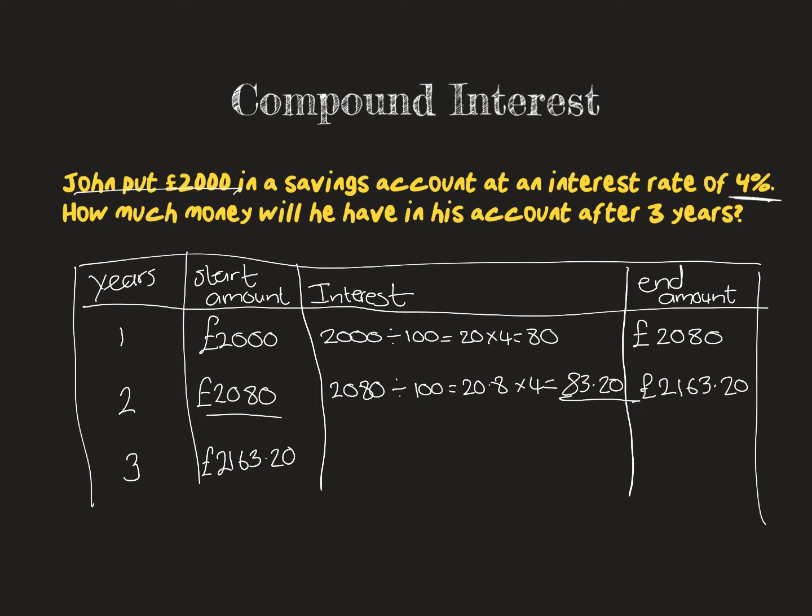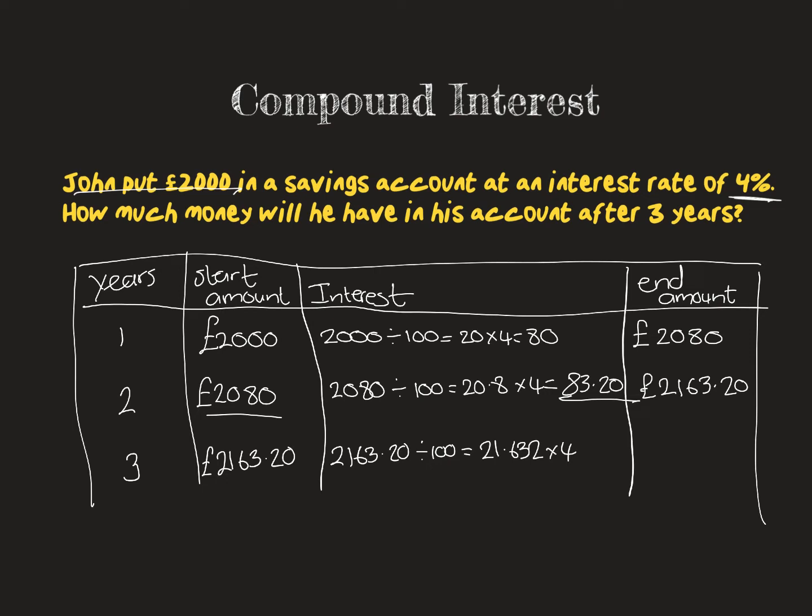We're going to find 4% of that. So 2163.20 divided by 100, which is 21.632. Don't round it to the very end, so times that by 4. So we'll do that in our calculator.